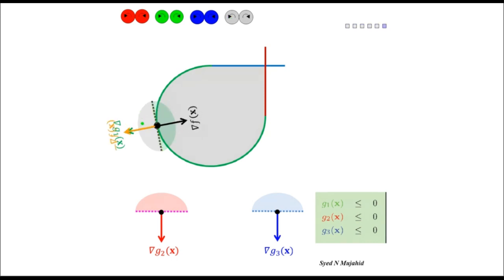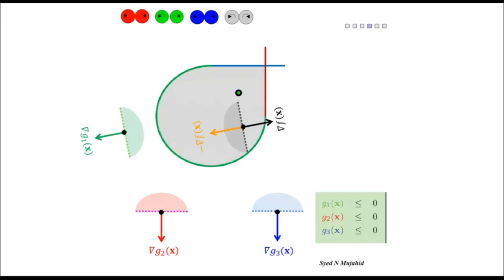How about now? Can you find an improving and feasible direction? You see here at this point? No, because there is no intersection. All of this black region is for improving direction and the green region is for feasible, and there is no intersection. So at this point, there was no improving and feasible direction.